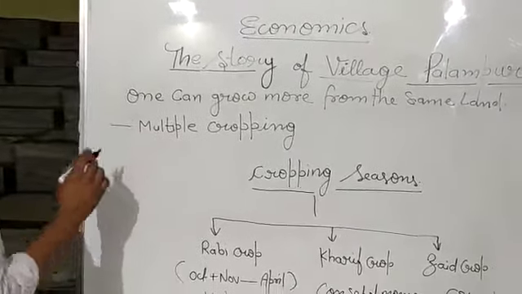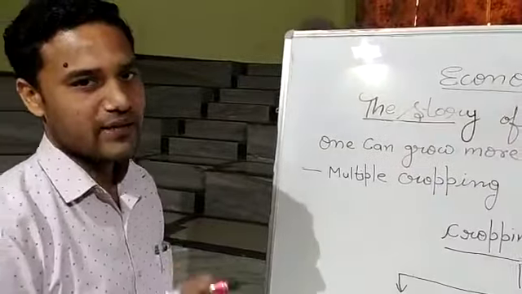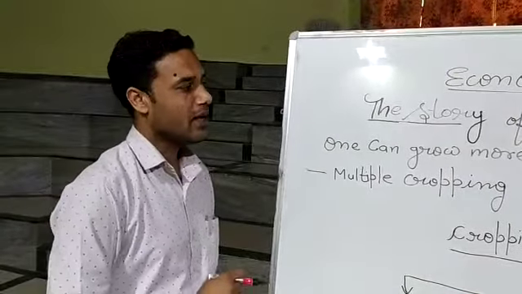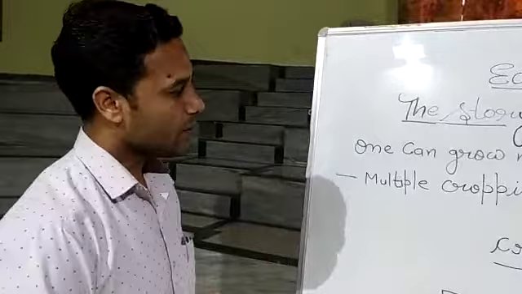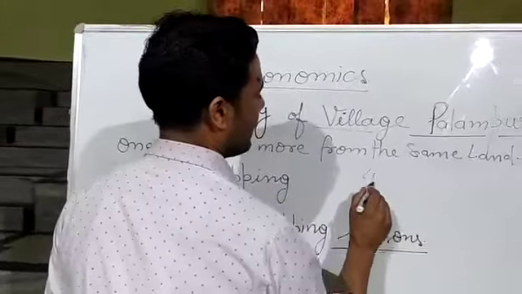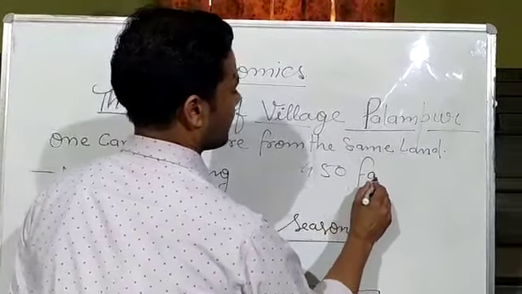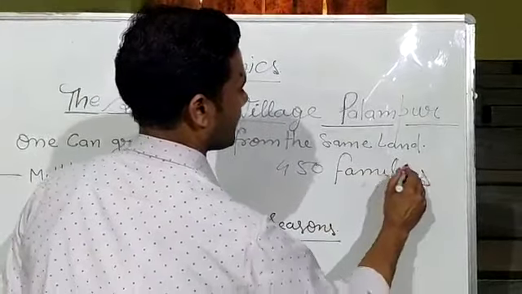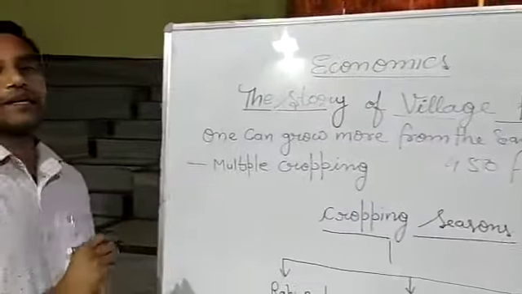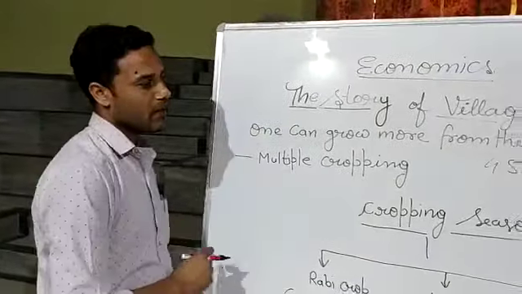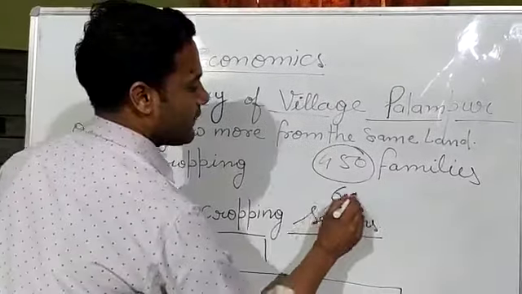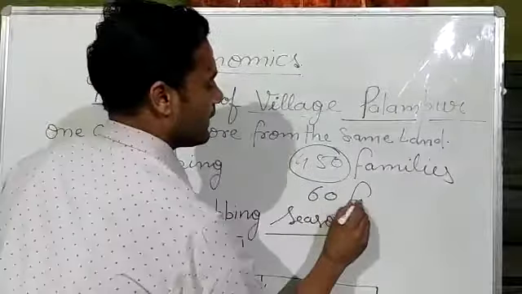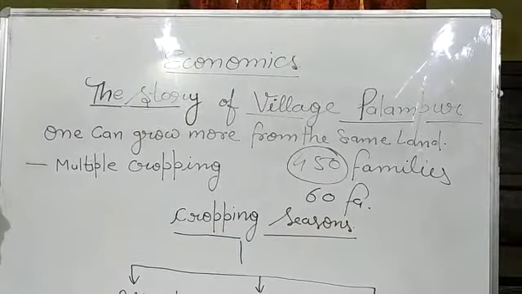As we all know, the village Palampur is an imaginary, hypothetical village, and the people who live in this village have farming as their main activity. I told you earlier that a total of 450 families are there in this developed village. In this 450, more than 60 families are large-scale farmers.